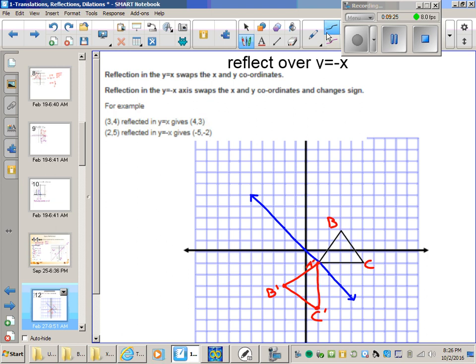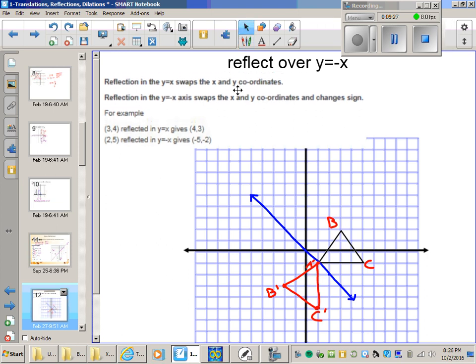Reflect over the line y equals -x. So we've already talked about the reflection over the line y equals x just swaps the x and y coordinates. With the reflection over the line y equals -x, that's going to swap the x and y coordinates, and it's going to change the sign of each of those. So for example, let's say that we have the point 3, 4. So over 3, up 4. So let's say that we have this point.